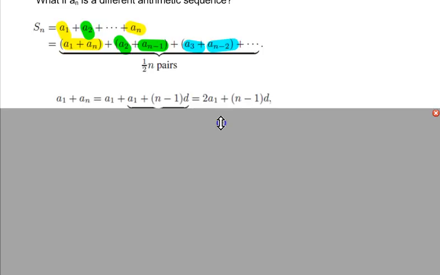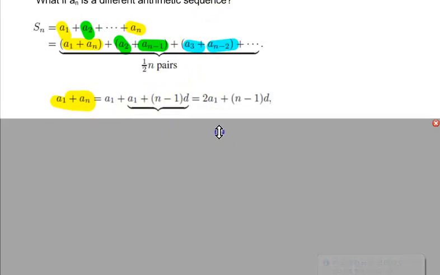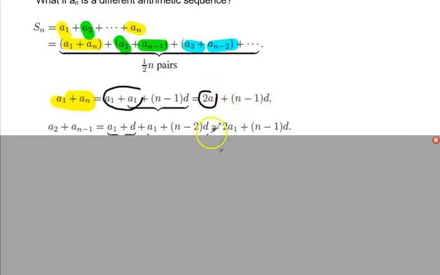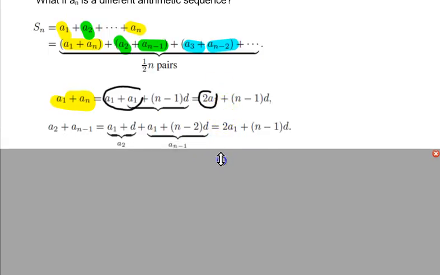So let's take a look at this. Well, a1 plus an, just looking at this one right here, is equal to a1 plus a1 plus n minus 1 times d. If you guys remember, that represents a sub n since this is an arithmetic sequence. So when I simplify terms, I get two a1s, as you can see here, plus n minus 1 times d.